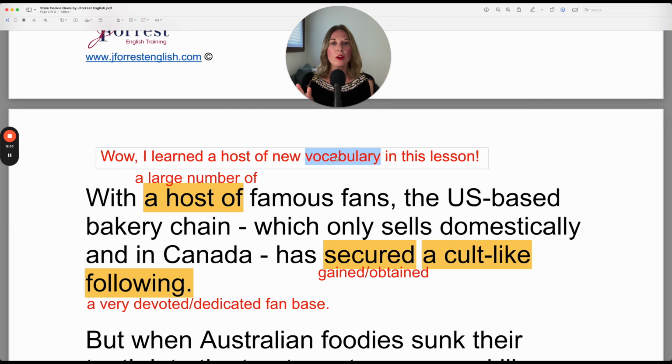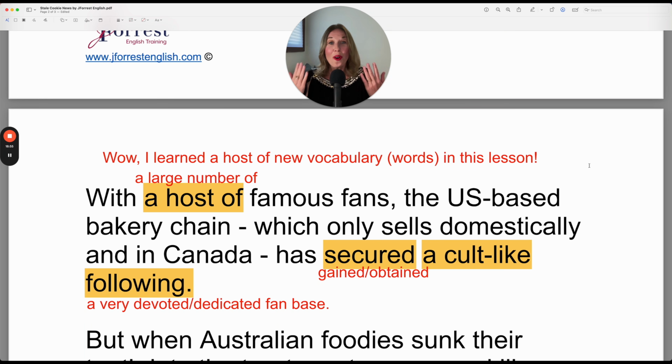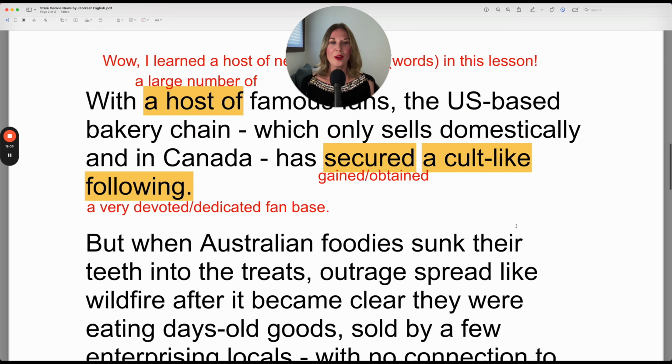Notice vocabulary is always singular. If you wanted to use a plural word, you could replace it with words. I learned a host of new words, a large number of new words, or if you use vocabulary, it's always singular. I learned a host of new vocabulary in this lesson. Hopefully you say that by the end of this lesson. I think you will, because you've already learned a host of new words, and we're going to keep going.